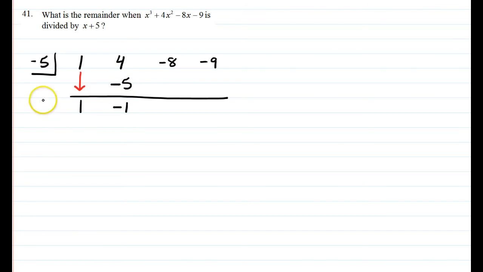And then we repeat: negative 1 times negative 5 is positive 5. Now you add, negative 3. Now you multiply negative 3 times negative 5. Now you add. And so this number here at the end is my remainder. And so my remainder is 6.